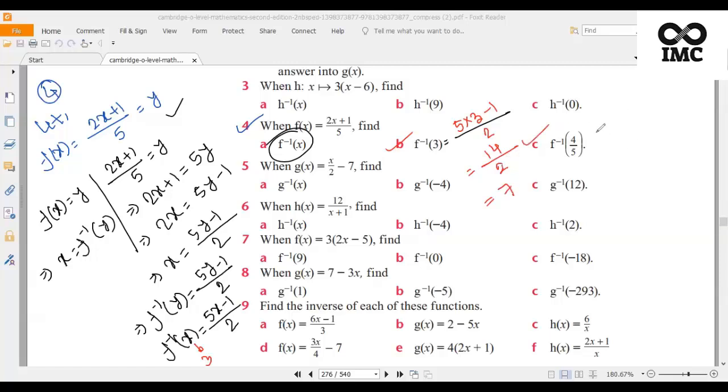And question number C, f inverse 4 by 5. So what will be the answer? 5 multiplied by, instead of x, we will put 4 by 5, minus 1, by 2. So we can cancel 5 and 5. So we'll get (4 minus 1) by 2, or 3 by 2. And that is our answer.